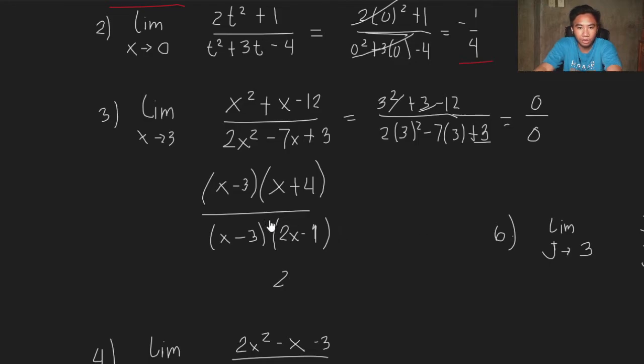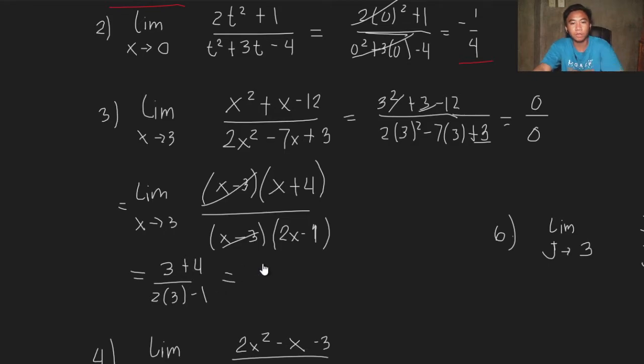So, we can now cancel. Sulat lang natin yung limit as x approaches to 3. So, cancel. We can now substitute. So, magiging 3 plus 4 all over 2 times 3 minus 1. So, 3 plus 4 is 7. And yung sa baba, 6 minus 1 is 5. So, this will be our answer. Number 4.